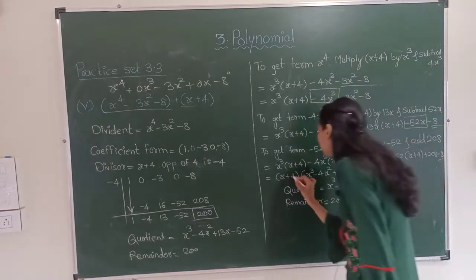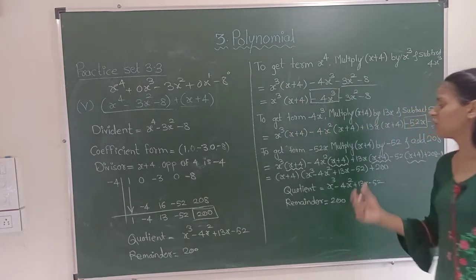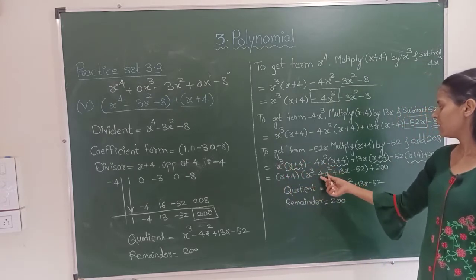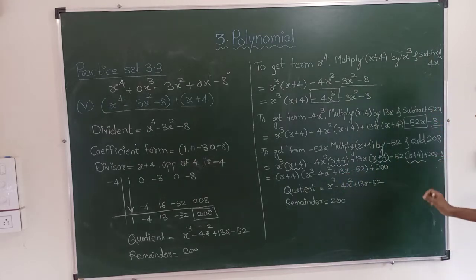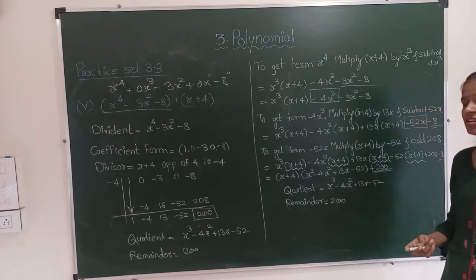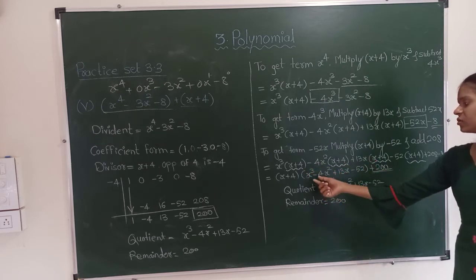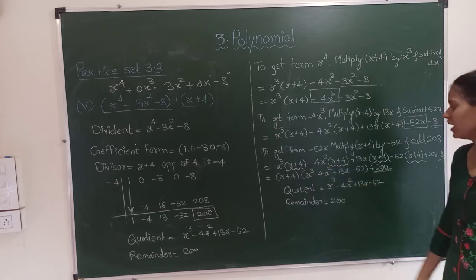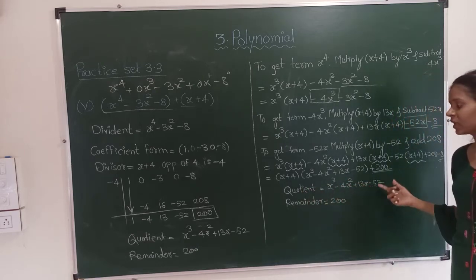Now if you observe, you can see this x plus 4 bracket is common over here. So we will take x plus 4 common, and the remaining terms are x raised to 3 minus 4x raised to 2 plus 13x minus 52, and this 208 minus 8 is 200. Now this 200 is what? The last term is always the remainder, so 200 is the remainder and the term before the remainder is the quotient. So x raised to 3 minus 4x raised to 2 plus 13x minus 52 is the quotient and the remainder is 200.